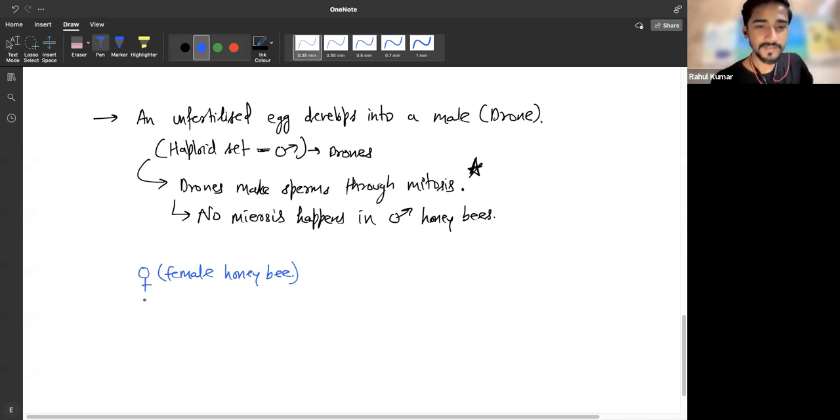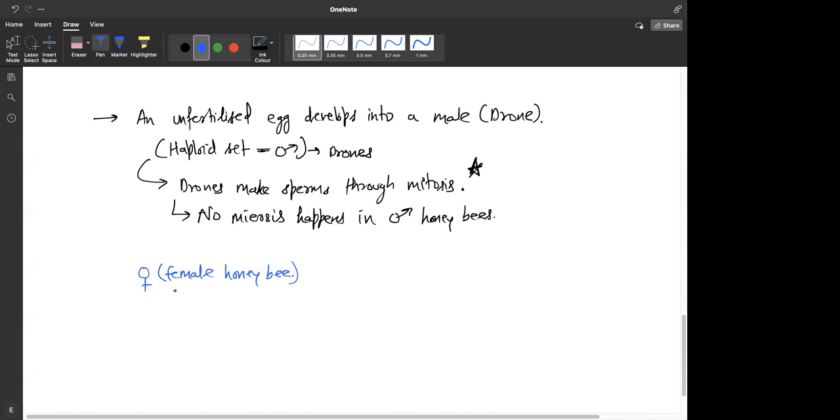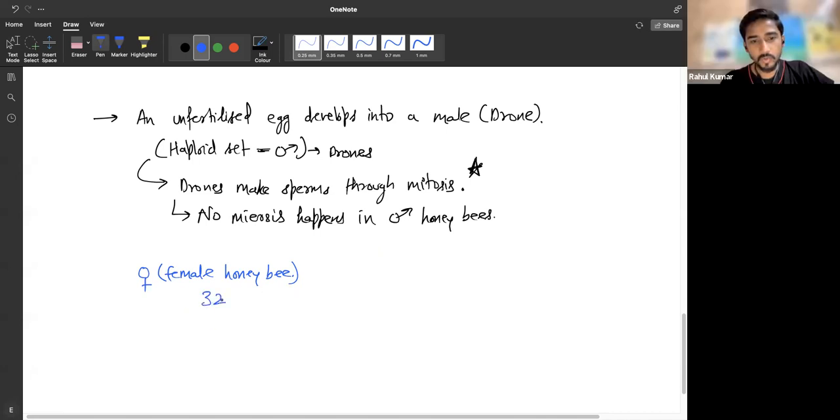What a beautiful system, right? Yes or no? So let's say there is a female honeybee to begin with, and there are 32 chromosomes in a female honeybee. 32 is the 2n number, okay? 2n is equal to 32. So there are 32 chromosomes in honeybees.